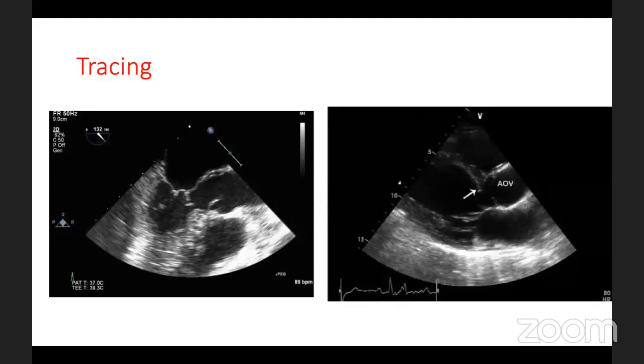But on the other hand, this resection is not an easy thing to do. You can take too little, so you don't relieve much of the obstruction. But on the other hand, if you take too much, you can cause VSD, or if you take in a wrong area, you can cause heart block. So this needs a bit of experience.